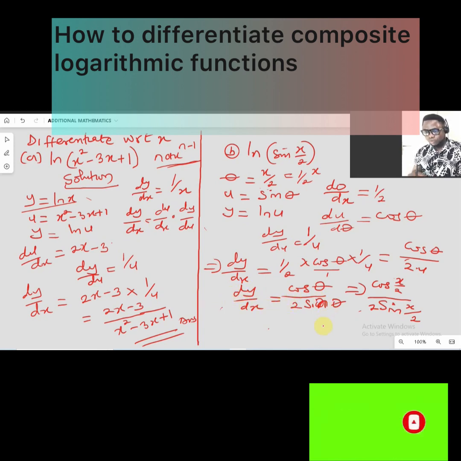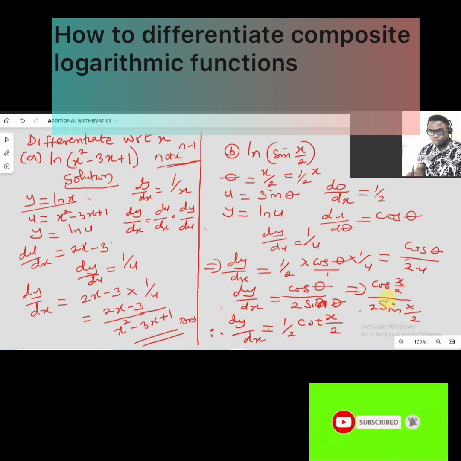And you know that this is 1 over 2. So, therefore, in order to simplify further, dy over dx will be equal to half cot x over 2, because they have the same angle, x over 2, and cos over sine is the same thing as cot. So even if you leave the answer like this, it is still correct, but to make it simpler, this is the final answer.